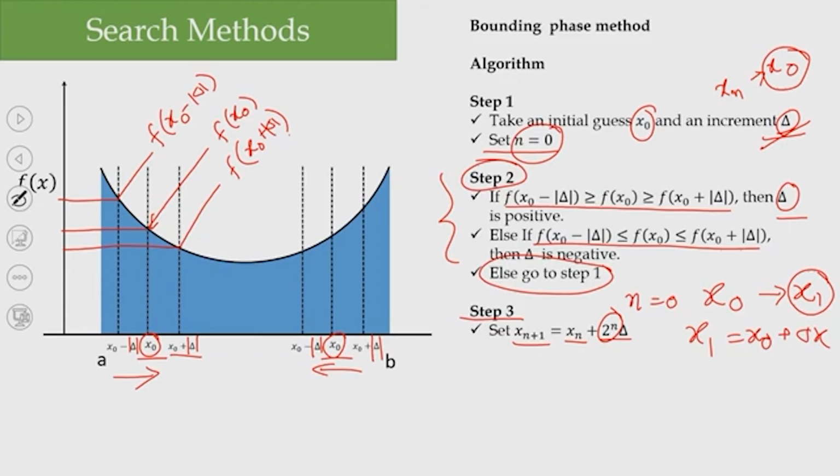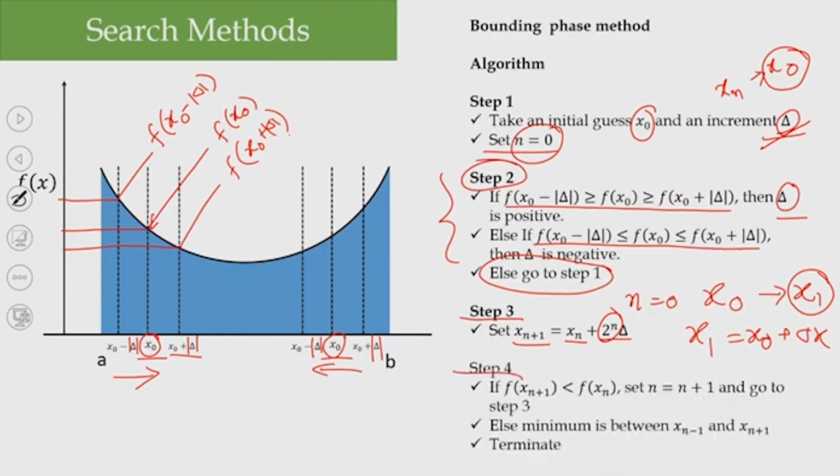With iteration, the idea is that you increase the step length, so that very quickly you reach the optima. Suppose you are not getting your optima, so in that case you increase your step length. That is why we are using 2 to the power n into delta.